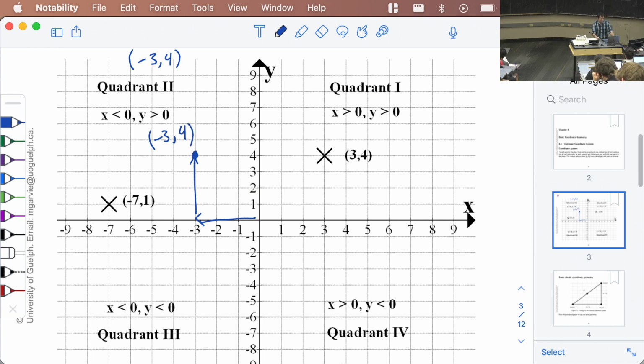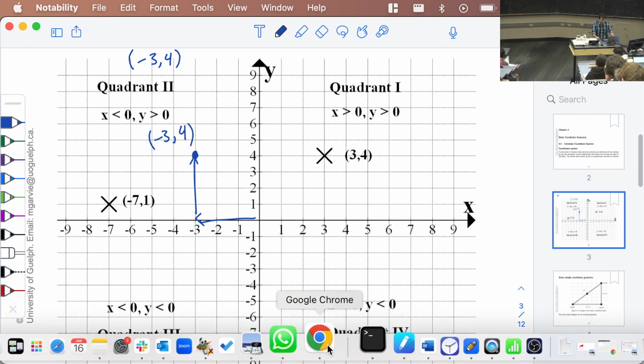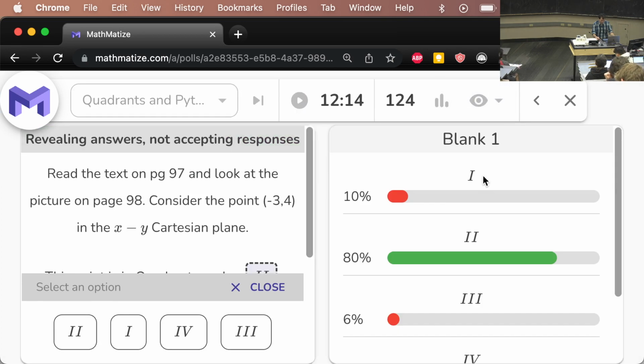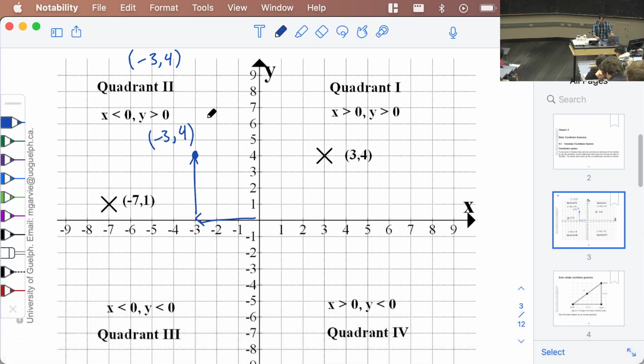What quadrant is it in? It's in quadrant 2. Let's see how many people got it right. Quadrant 2, 80% of people got it right. Very good. And the next question says, draw a triangle and use Pythagoras. So what is the triangle I'm talking about? Here's one side. Here's the other side. It's a right triangle, and it has a hypotenuse that looks like this.